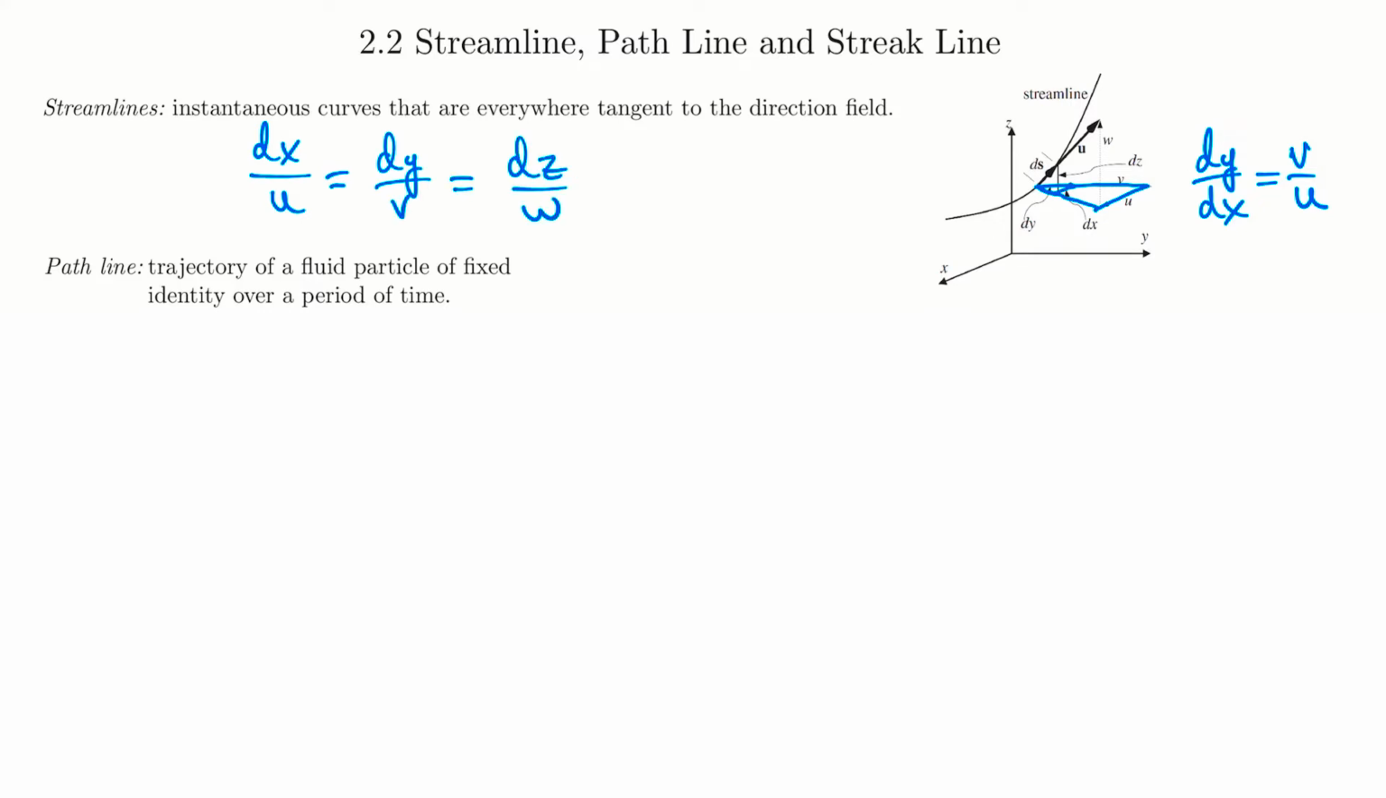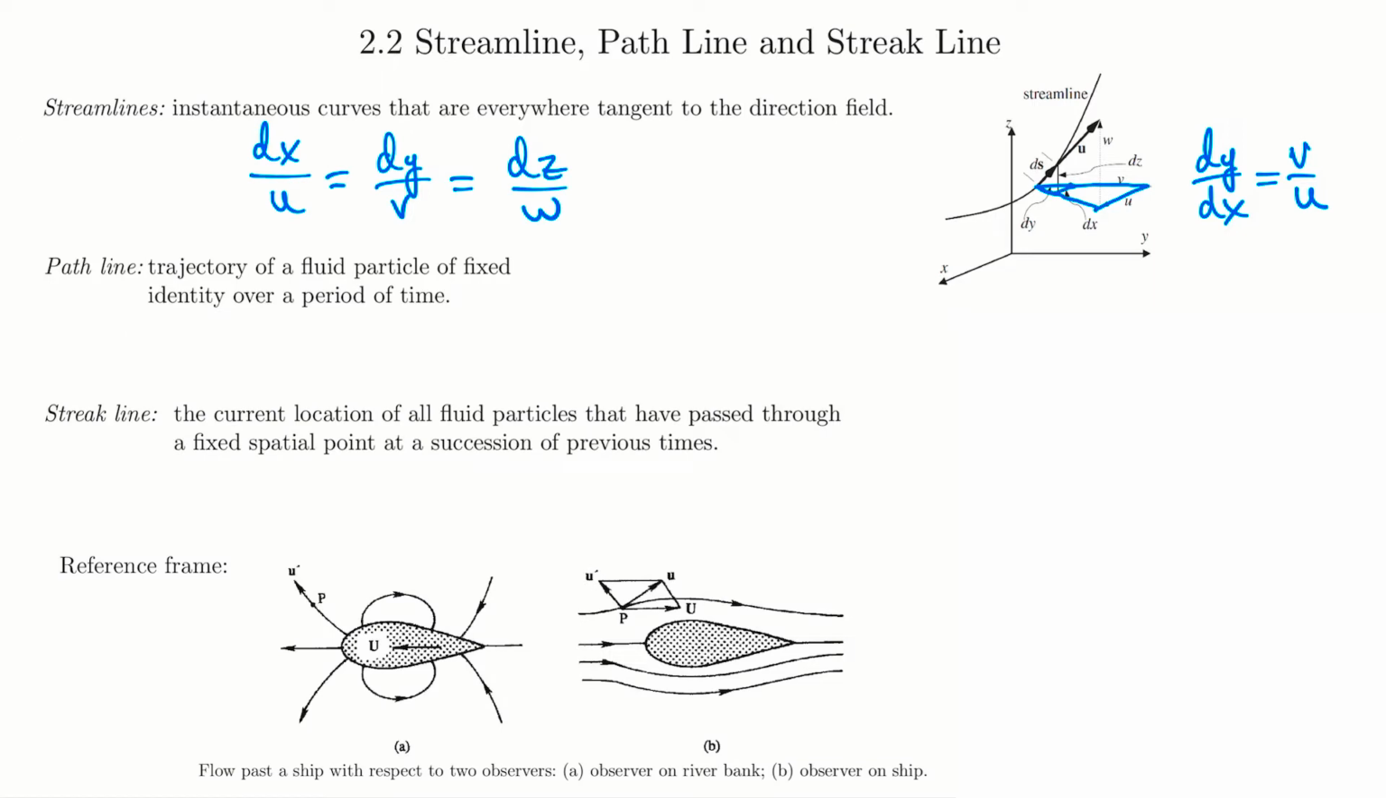for our streamlines. Another common way to show that is that the cross product of the velocity vector u and ds is equal to 0 if this is true, because if they're tangent, then that cross product must be 0. Then we have the pathline, which is also a valuable way of describing this, especially experimentally.